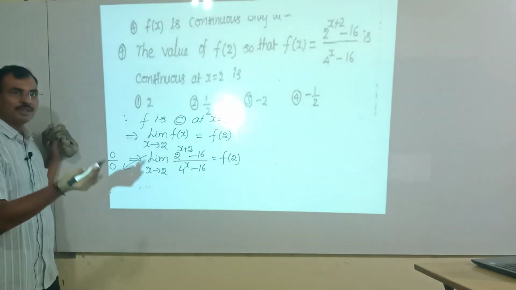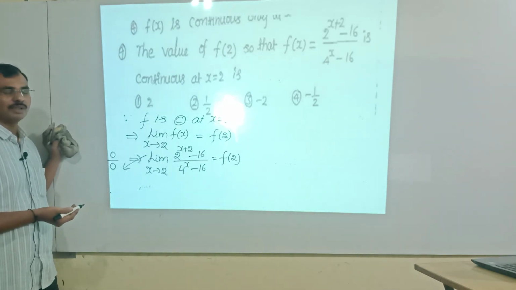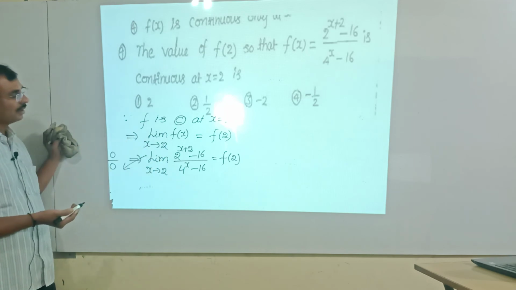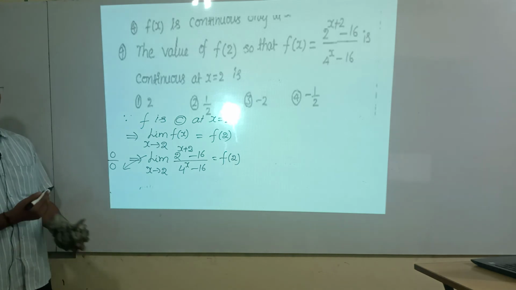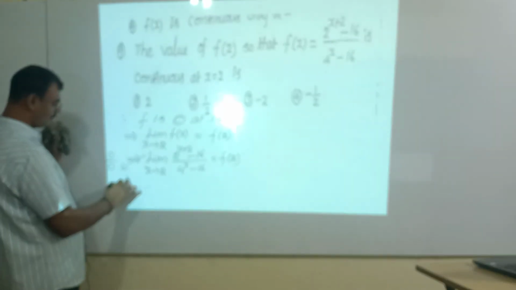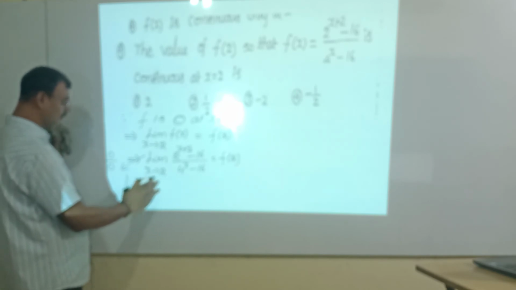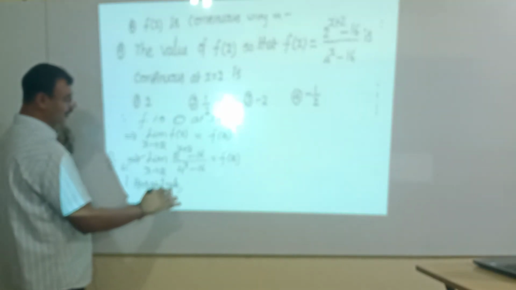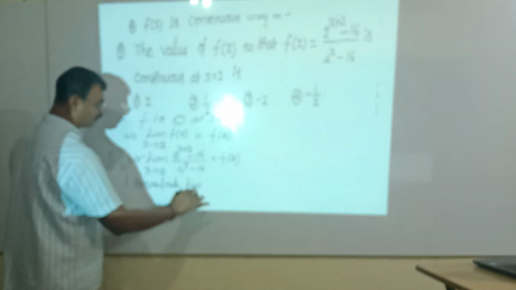If there is 0 by 0 form, we call it an indeterminate form. If it is in indeterminate form, how do we bring it to a determinate form? One of the methods is L'Hospital rule. Can we apply L'Hospital rule? Very easy. So using L'Hospital rule, differentiating numerator and denominator separately.